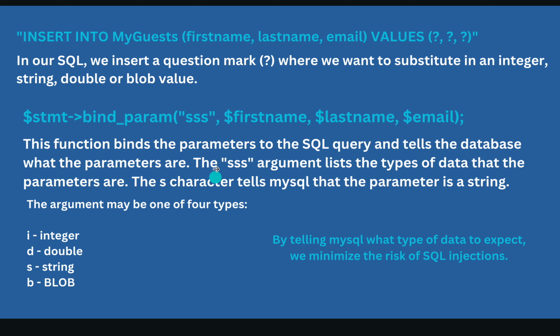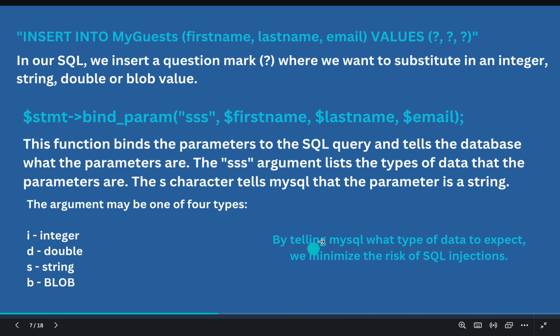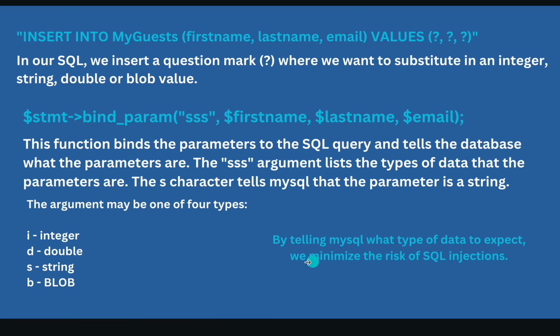Yes, sir. This SSS argument lists the types of data that the parameters are. What are the types of these parameters? The S character tells SQL that the parameter is a string, and the argument may be of any of the 4 types: integer, double, string or blob. So by telling MySQL what type of data to expect, we minimize the risk of what? SQL injection.